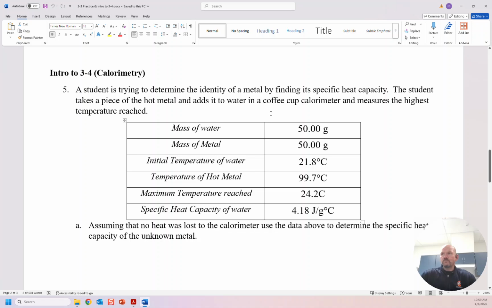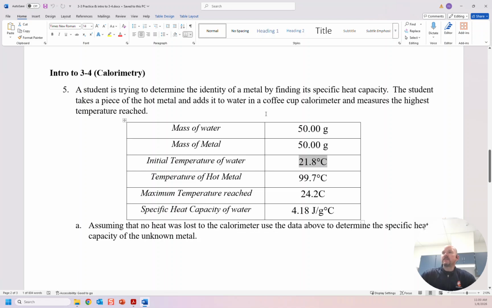So this first question is, basically the setup is the student measured out about 50 milliliters of water, so that's going to be 50 grams of water. They put it in a styrofoam cup, and that water is about room temperature. So the water starts off with a temperature of 21.8 degrees Celsius.